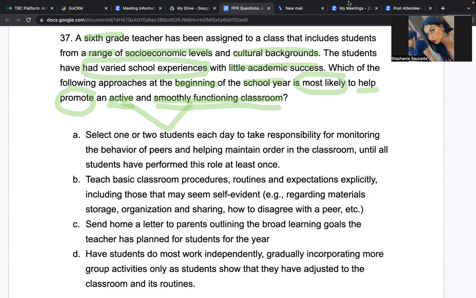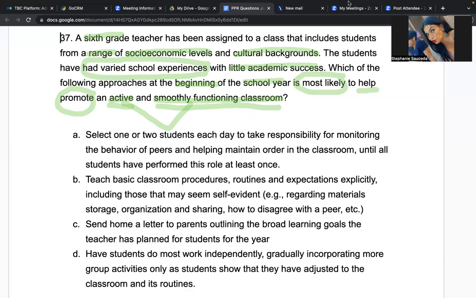A, select one or two students each day to take responsibility for monitoring the behavior of peers and helping maintain order in the classroom until all students have performed this role at least once. B, teach basic classroom procedures, routines, and expectations explicitly, including those that may seem self-evident regarding materials, storage, organization, and sharing, how to disagree with a peer, etc.